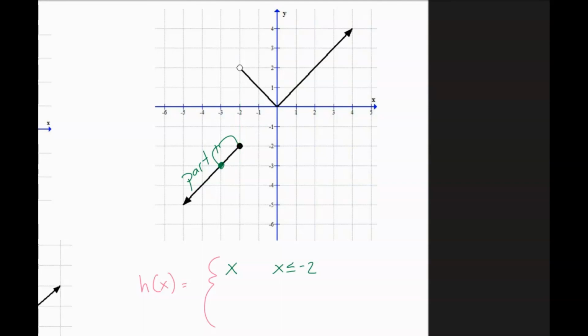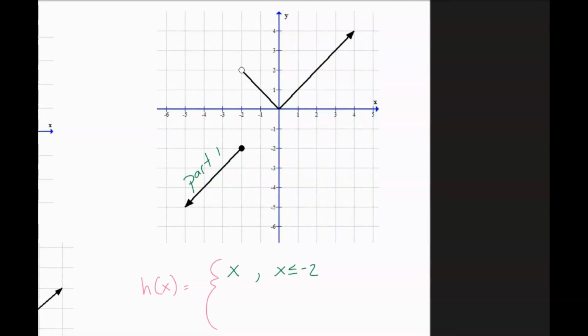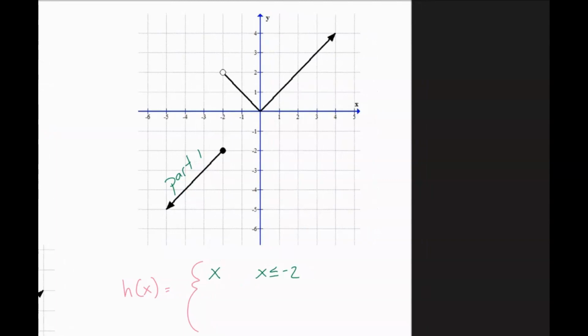Notice it's a closed dot there on that -2, so it is less than or equal to -2. Some people just put a big space between the function equation and the restriction. Some people put a, oh my god, a parenthesis, a comma. I just do a big space.